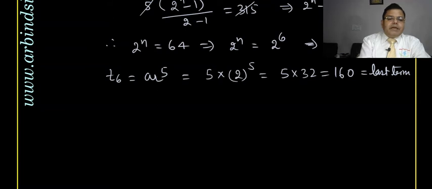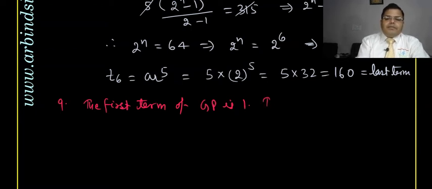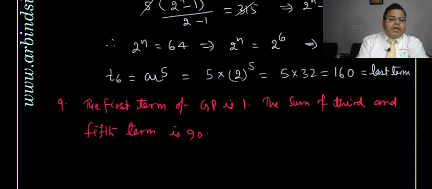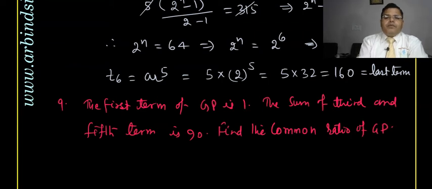Next is question number 9. The first term of a GP is 1. It is given. The sum of the third and fifth term is 90. Find the common ratio of the GP. This is what you have to calculate.